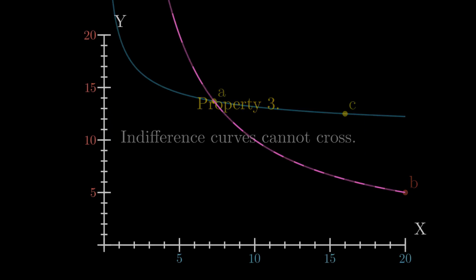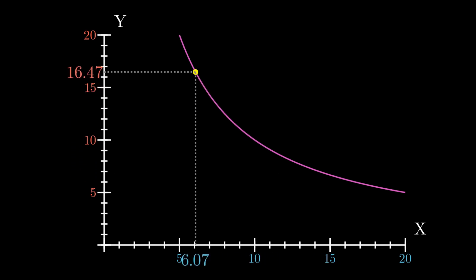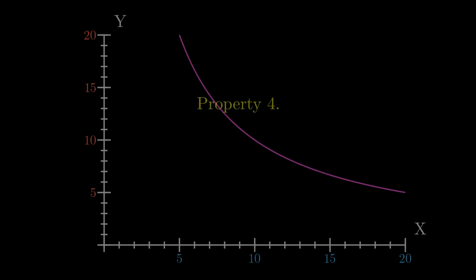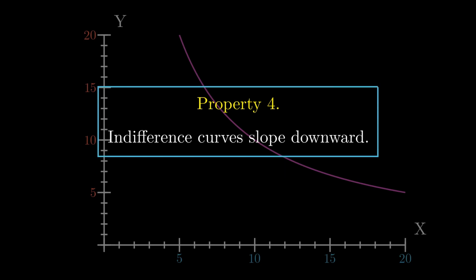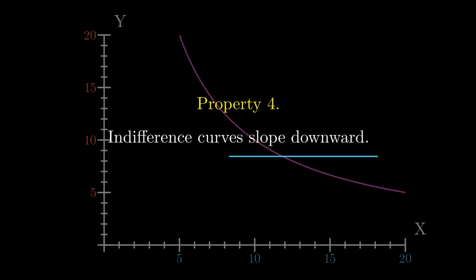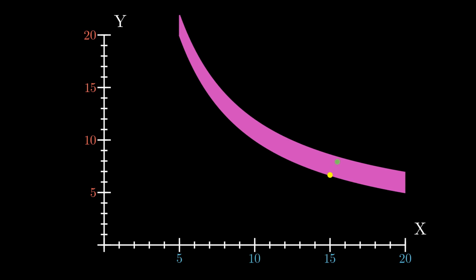4. Indifference curves slope downward. This just comes from non-satiation. And 5. Indifference curves cannot be thick. And again, this follows from non-satiation.